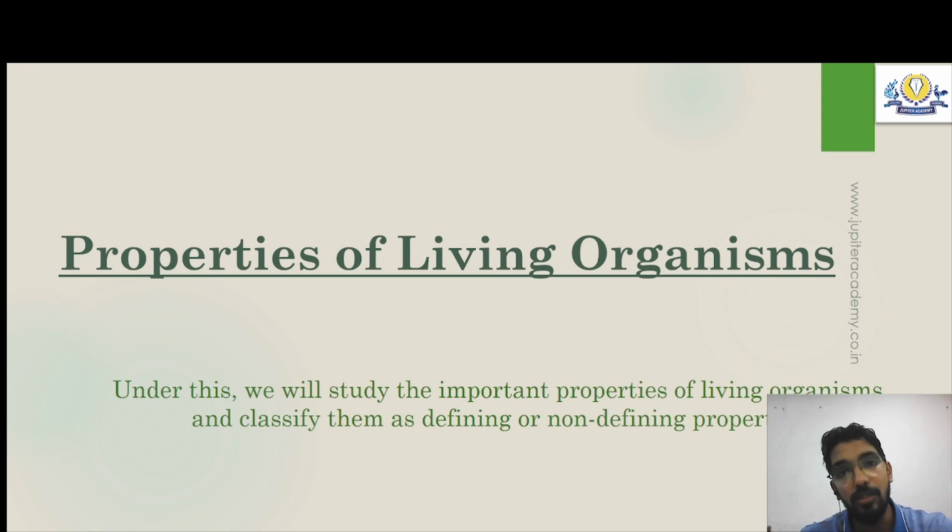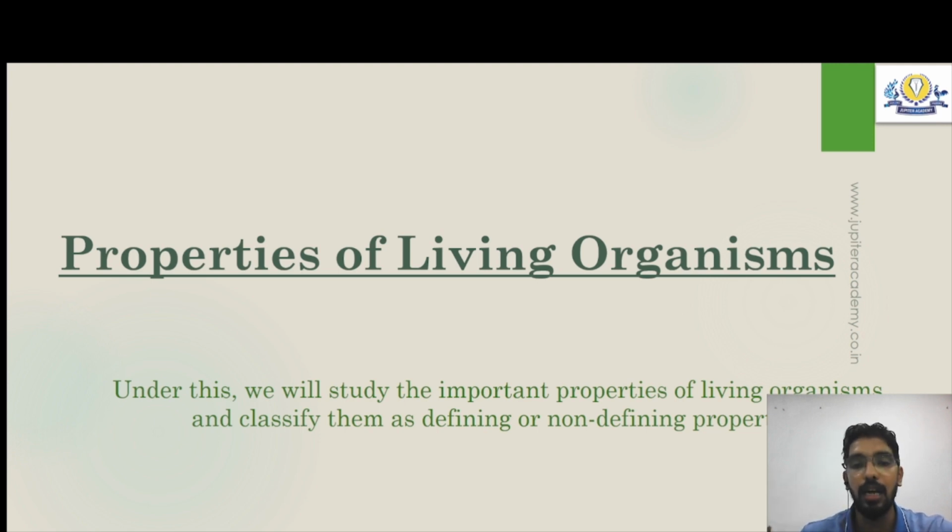A property becomes non-defining when there are exceptions. If a particular property is present in all the members of the group except one or two, then that property becomes a non-defining property, because it does not define the entire group but only a part of the group.